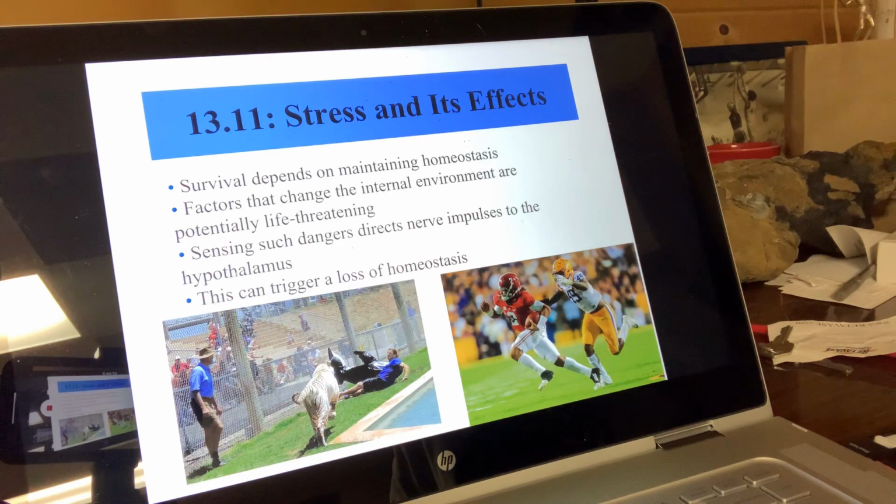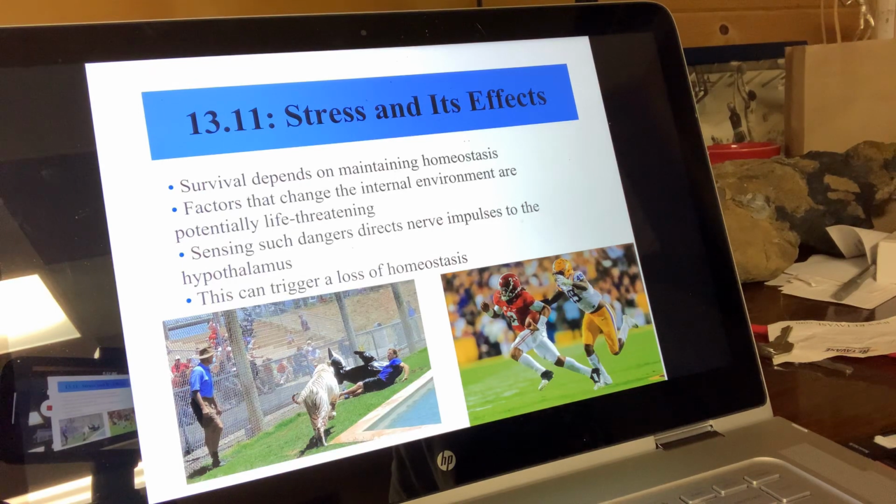Any type of severe stress can trigger a loss of homeostasis, a loss of the ability to control your body's regulation of its bodily functions, and your body reacts to that. For example, as I've said before, anything that causes activation of the sympathetic nervous system causes certain changes in the body. I've used, for example, being chased by a tiger.